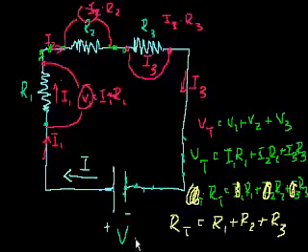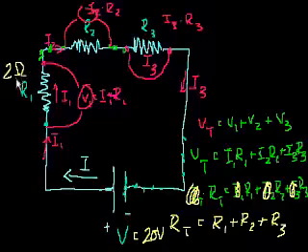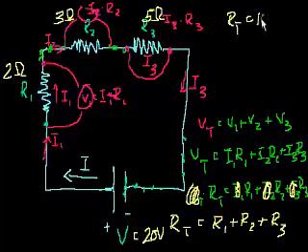And I'll do an example. Let's say that this voltage is 20 volts. Let's say resistor 1 is 2 ohms. Let's say resistor 2 is 3 ohms. And let's say resistor 3 is, I don't know, 5 ohms. So what is the total resistance through this circuit? Well, the total resistance is 2 ohms plus 3 ohms plus 5 ohms. So it's equal to 10 ohms.